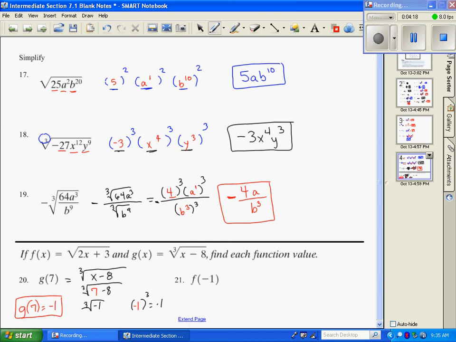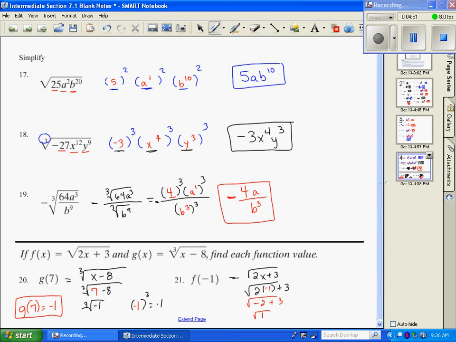Okay, and the same idea, number 21, it's the function notation except for go to the f function and write it down. Square root of 2x plus 3. And then now everywhere x is at, I want to substitute negative 1 in place of that x. So I'm going to have square root of 2, and we'll put x. And we said we're going to substitute negative 1 there. Well, 2 times negative 1, that's going to be negative 2 plus 3, square root of 1.